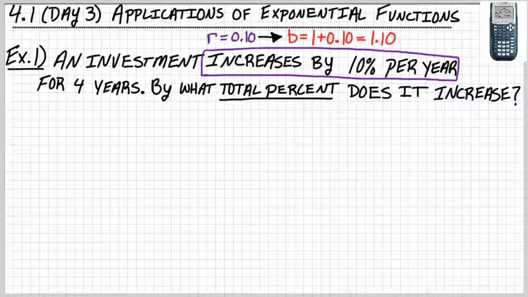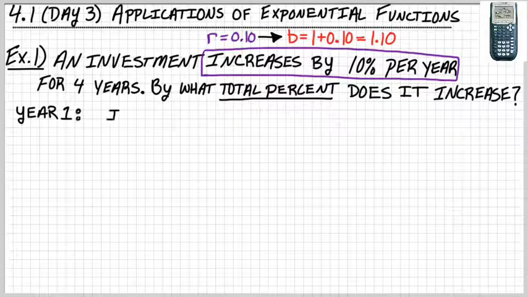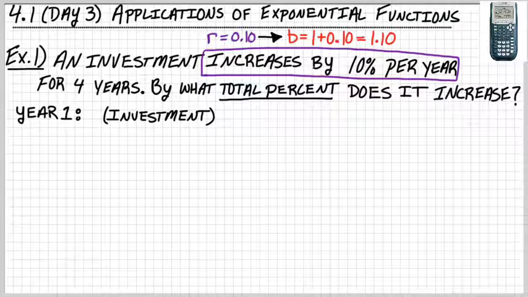So year 1, it's going to go up 10%, so I don't even know what the investment is. It doesn't really matter. We don't need it to answer this question. So year 1, the investment is going to get multiplied by our growth factor. So it's going to be multiplied by 1.10. That would increase it by 10%. It's like 110% of your investment. So that's a good thing. That's year 1.